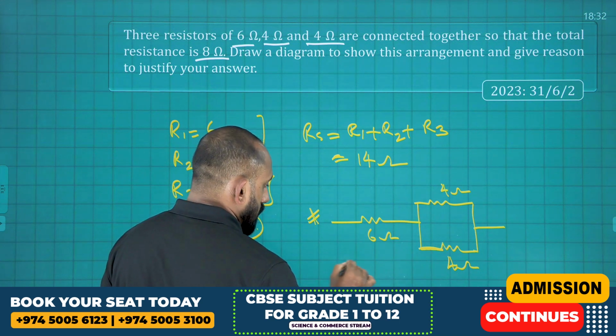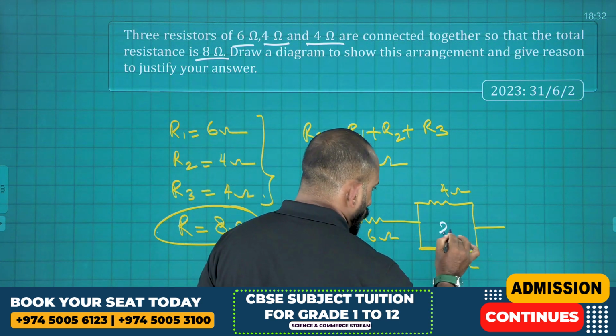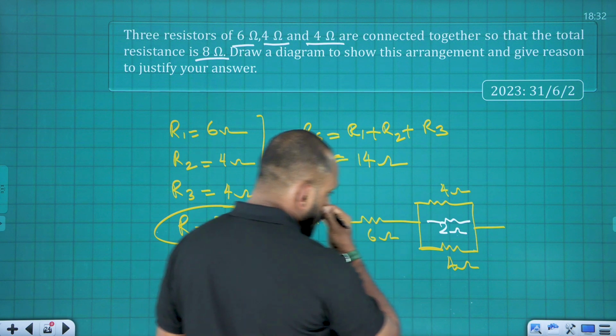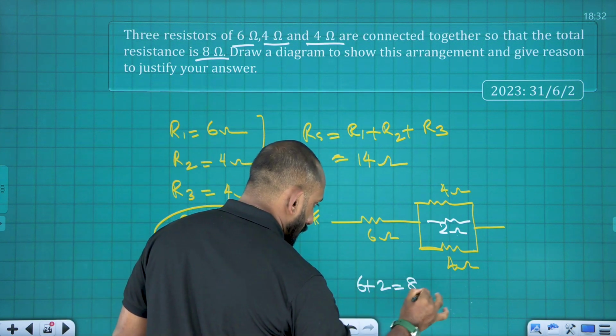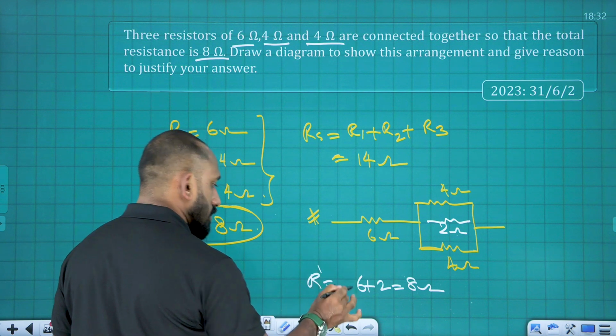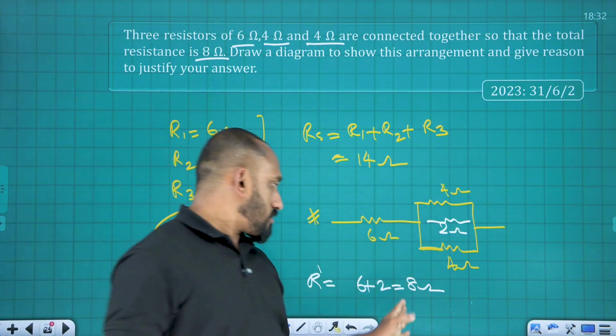4 and 4 is there. So that B, here we will get 2 ohm as the effective value. So 6 plus 2 will be how much? 8 ohm will be the R dash. Total in series comes, it's 8 ohm.